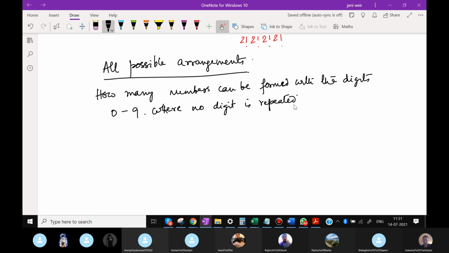So that means I have to start from 1-digit numbers. If I want to form a 1-digit number, there will be 9 of them. If I want to form a 2-digit number, the first digit can be filled in 9 ways, since I cannot have 0 in the first place, and corresponding to that, I can fill the second one in 9 ways. So 9 square.